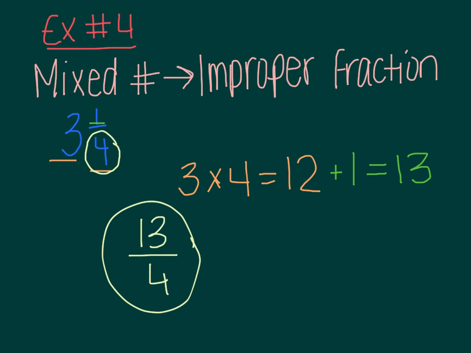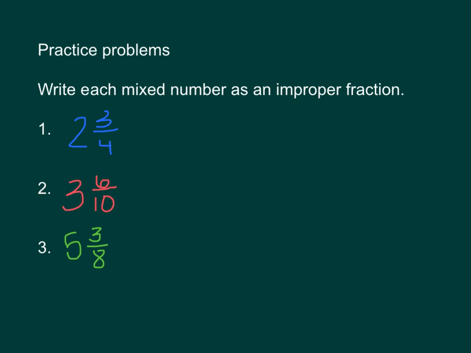So just to recap, you do the whole number times the denominator, add the numerator, and that becomes your new numerator. Denominator stays the same as it was in the original mixed number. Here are your 3 practice problems. You're changing all 3 of these mixed numbers into improper fractions. Don't forget a word problem or a question, and rate your understanding.